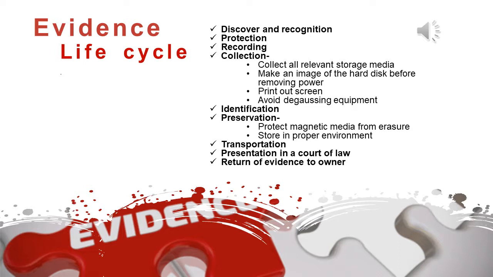So then we have here the life cycle. The life cycle contains the discovery and recognition, protection, recording, and collection. Under collection, you must collect all relevant storage media, make an image of the hard disk before removing power, print out the screen, avoid the casting of equipment, and so on. And the cycle continues to identification, then preservation. Under preservation are things like protect magnetic media from erasure and store in a proper environment, and so on. Then the cycle continues to transportation, presentation in a court of law, and lastly, return of evidence to the owner.